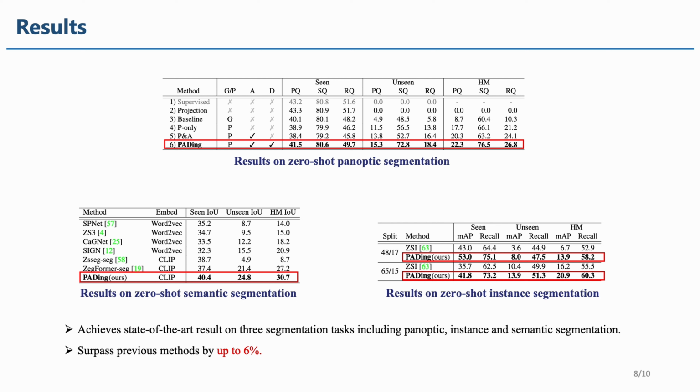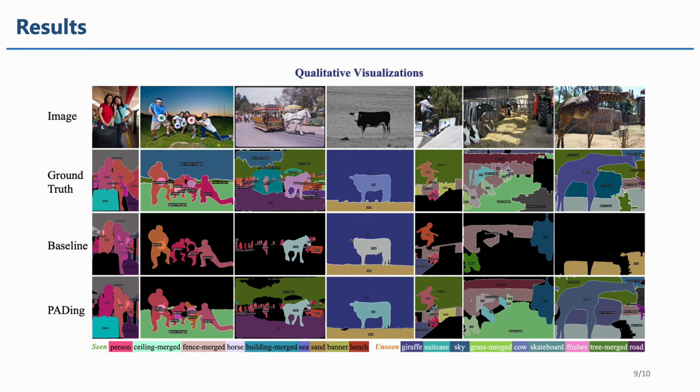Our PADING achieves state-of-the-art performance on the 3 segmentation tasks including panoptic segmentation, instance segmentation, and semantic segmentation. Our method obtains significant improvement over previous methods by up to 6%. For qualitative visualization results, we observe that our PADING successfully finds several unseen classes, for example, suitcase, grass, frisbee, road, tree, skateboard, that are missed or misclassified by the baseline model.